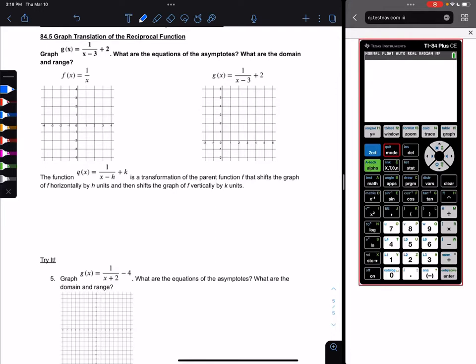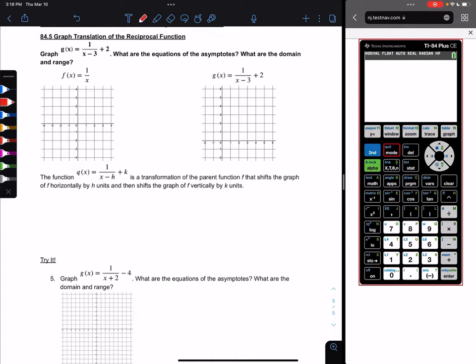In this video, we're going to look at topic 84, example 5, graph translations of the reciprocal function. So they're telling us to graph g of x equals 1 over x minus 3 plus 2. What are the equations of the asymptotes? What are the domain and range?